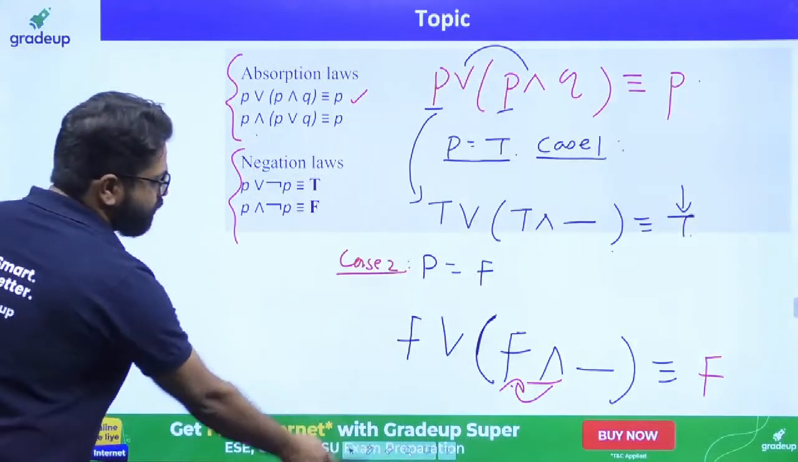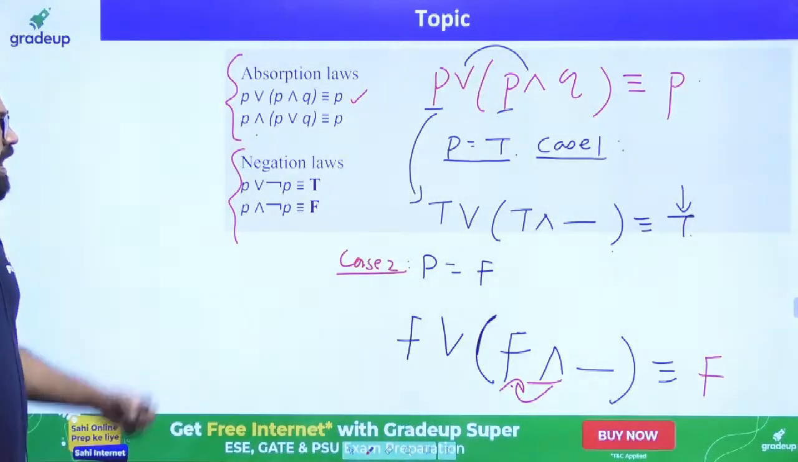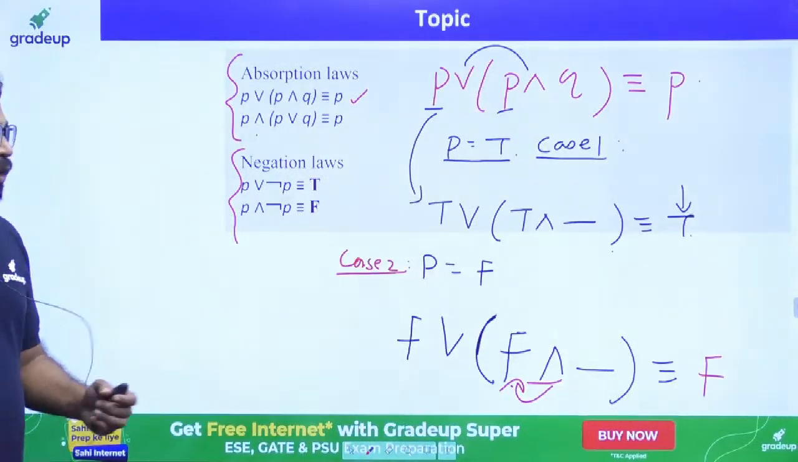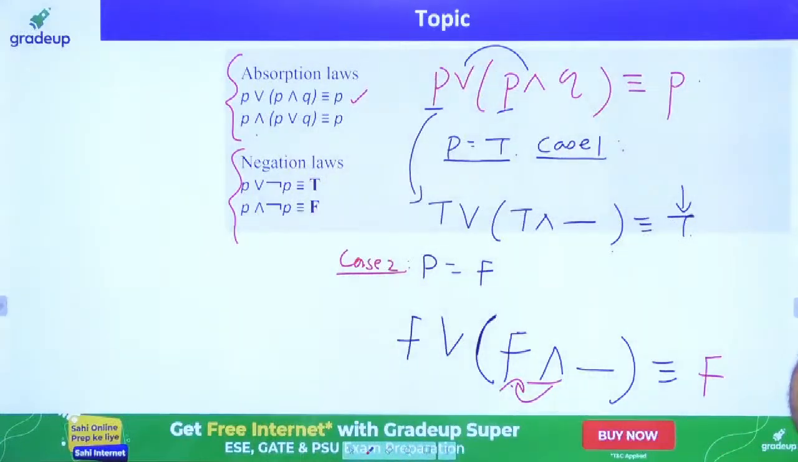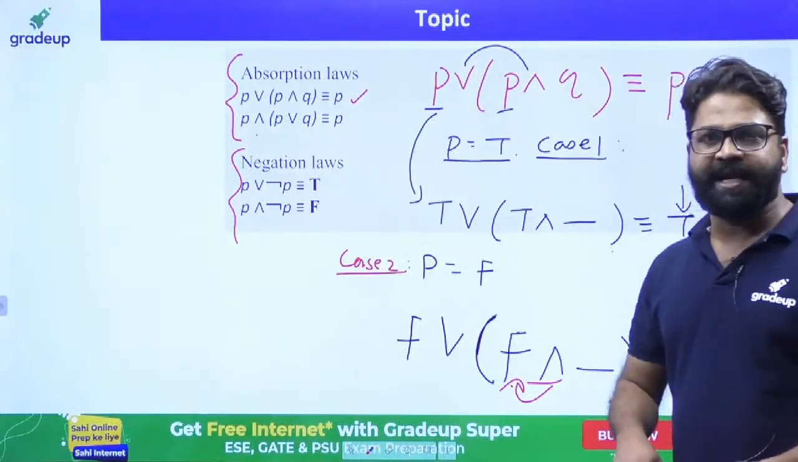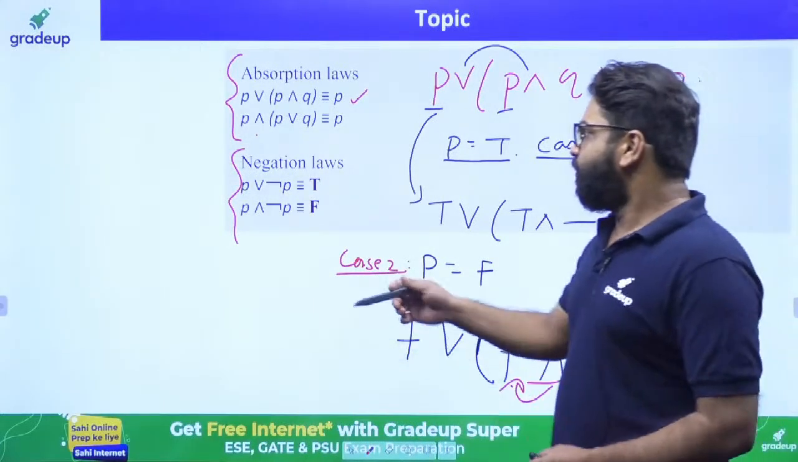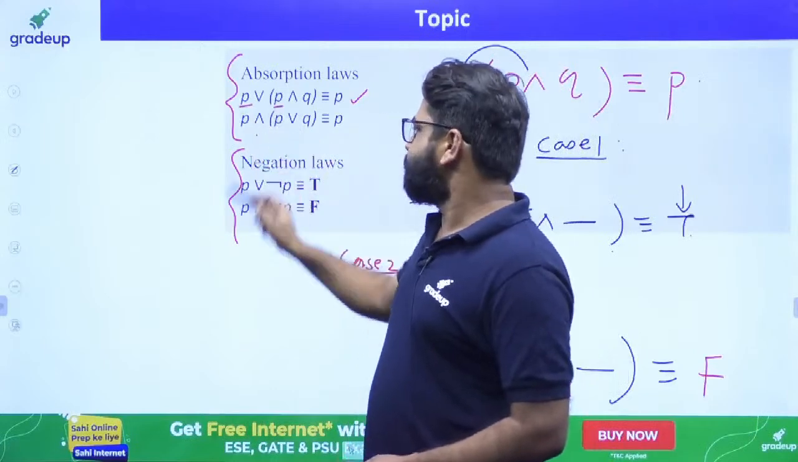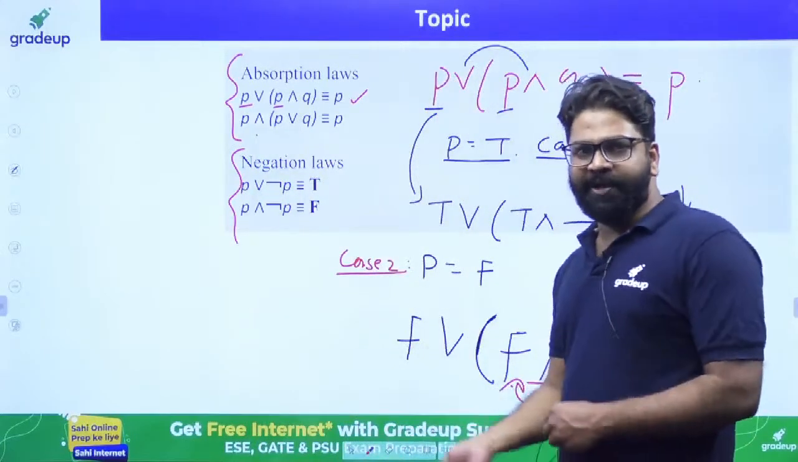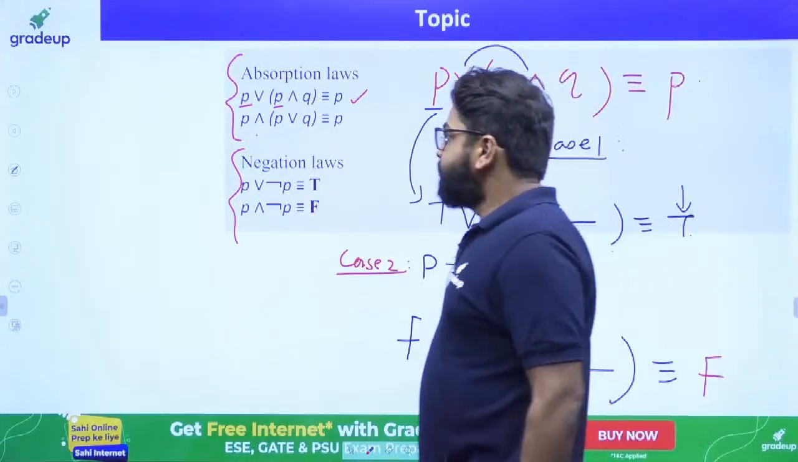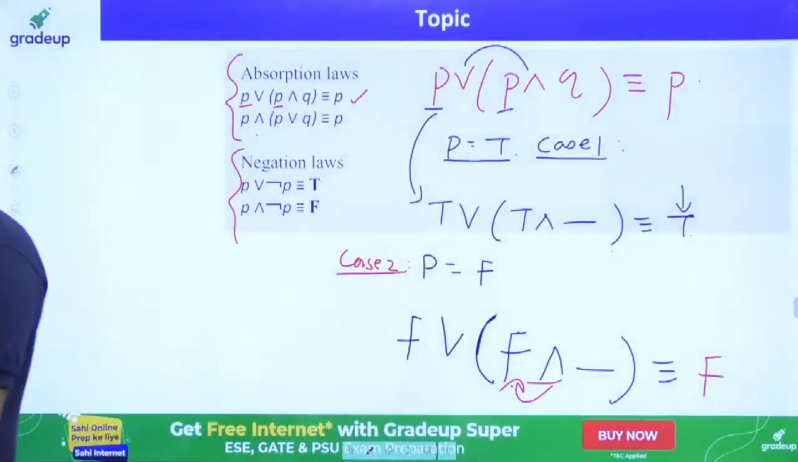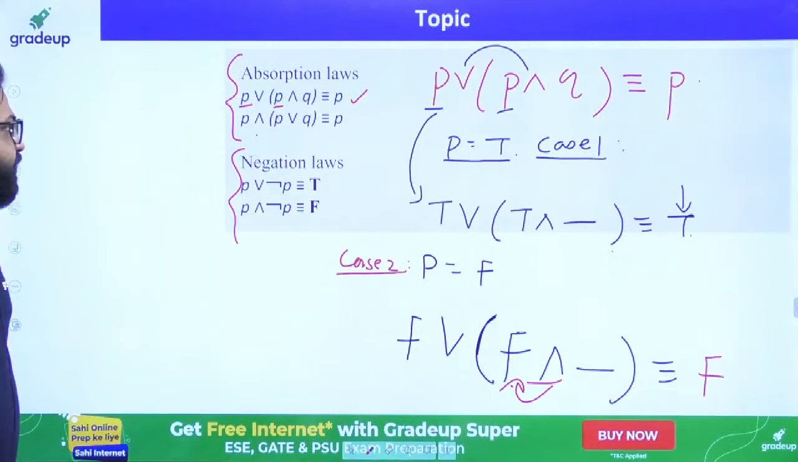Okay, fine. So what I was talking about, absorption law. Absorption law would be very simple. How to locate or get the absorption law, that's very important. To get the absorption law is basically: what is outside should be inside, and the operator should be different. So here whatever is outside is P, inside is also P, and the operators are different. When your operators are different, we can say that it's basically the absorption law. Clear?